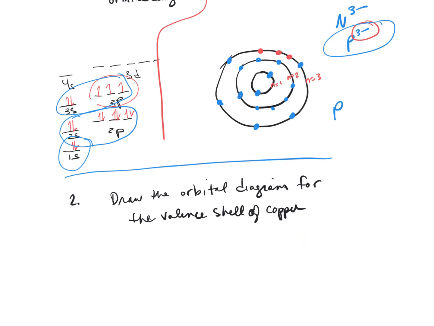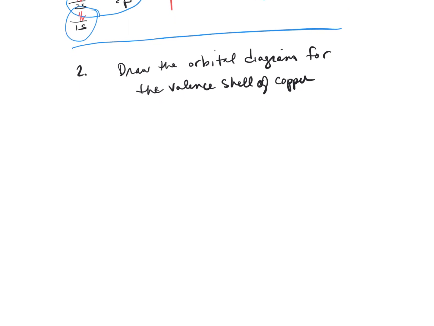So copper turns out to be an exception. We'll go ahead and start with the electron configuration of copper, Cu. And if you look in the periodic table, copper has a total of, I believe it's 29, is that right?